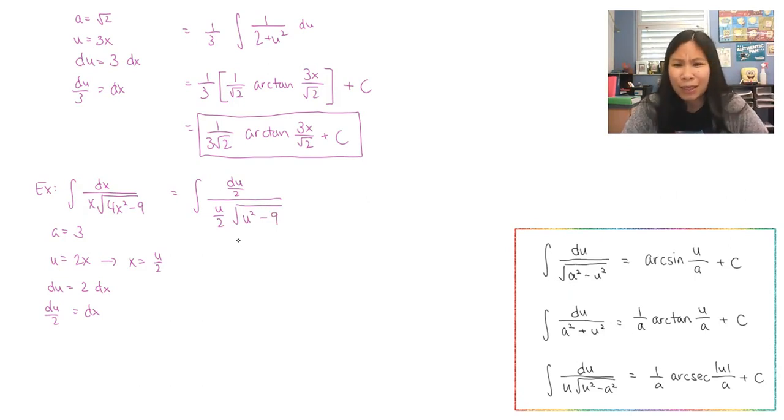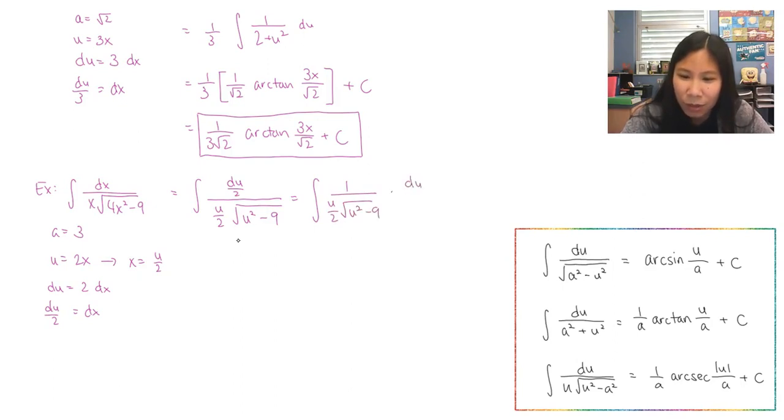I'm also going to rewrite this problem because I got fractions on top of fractions. This is not pretty. So let's just make this look a little nicer. I'm going to turn this into 1 over u over 2 times the square root of u squared minus 9 times du over 2. So I'm just moving the stuff on top so that it's not a fraction. That's just being multiplied instead. And then also here I have something divided by u over 2.